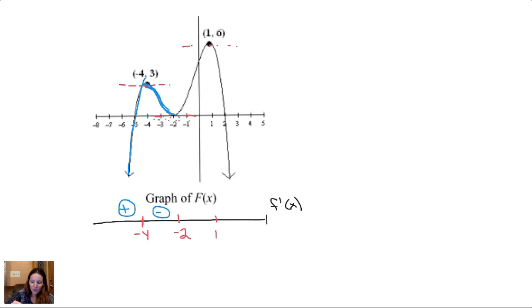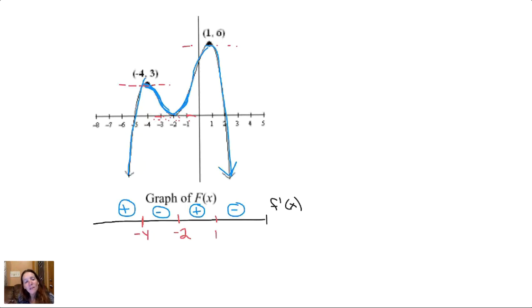Starting at -2, I'm increasing again. I'm moving upward, so I'm increasing. My slope is positive. Since my slope is positive, my derivative is positive. And then from 1 to infinity, I am decreasing in my function, so my derivative is negative.